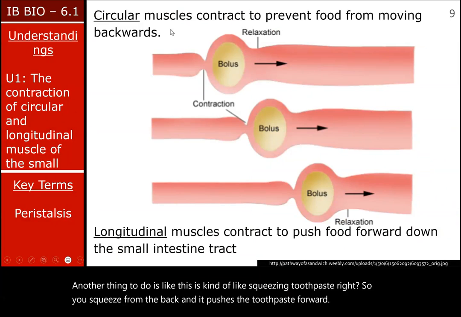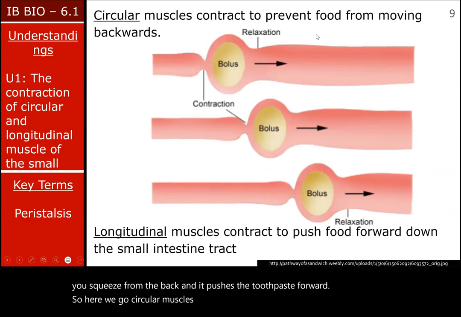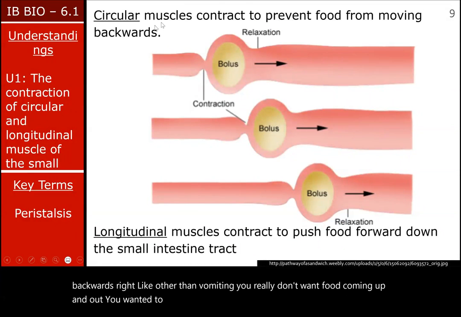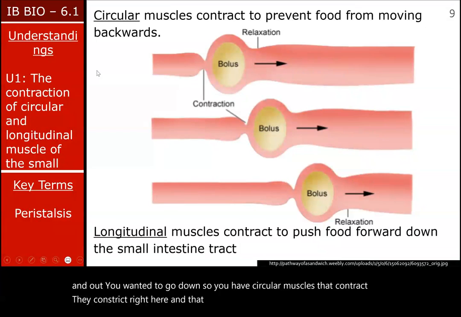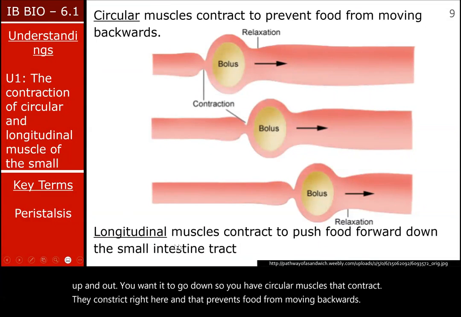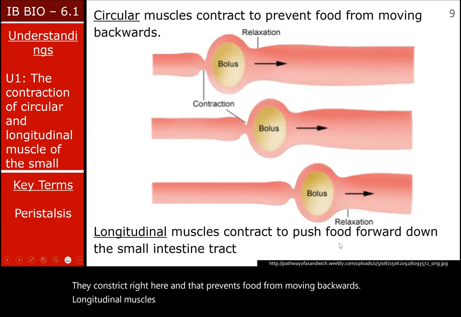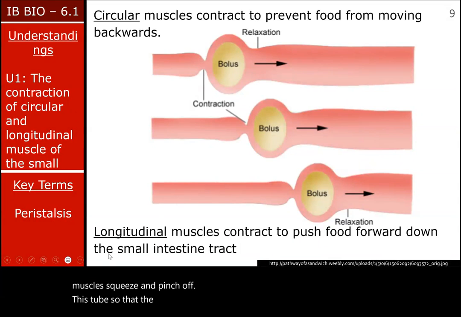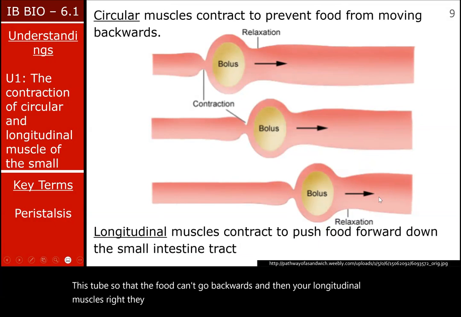So here we go. Circular muscles contract to prevent the food from moving backwards, right? Other than vomiting, you really don't want food coming up and out. You want it to go down. So you have circular muscles that contract, they constrict right here, and that prevents food from moving backwards. Longitudinal muscles contract to push food forward, right? So the circular muscles squeeze and pinch off this tube so that the food can't go backwards. And then your longitudinal muscles contract to push the food forward.